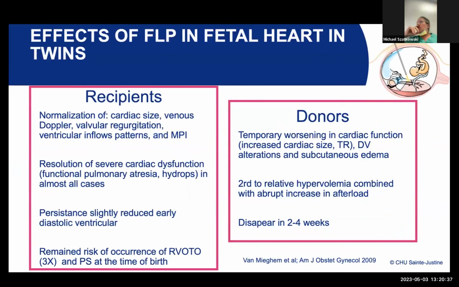In the 48 hours following laser therapy, half of the recipients will have normalization of their cardiac size, their Doppler, valvular regurgitation, and ventricular inflow. The MPI improves in approximately 40% of them. In fact, even severe cardiac dysfunction, such as functional pulmonary atresia and hydrops, seems to resolve in almost all cases, which is an argument against the use of selective reduction in these fetuses. A slightly reduced early diastolic ventricular filling may persist as compared to donors, and recipients remain at an increased risk of right ventricular outflow tract obstruction and pulmonary stenosis at the time of birth.